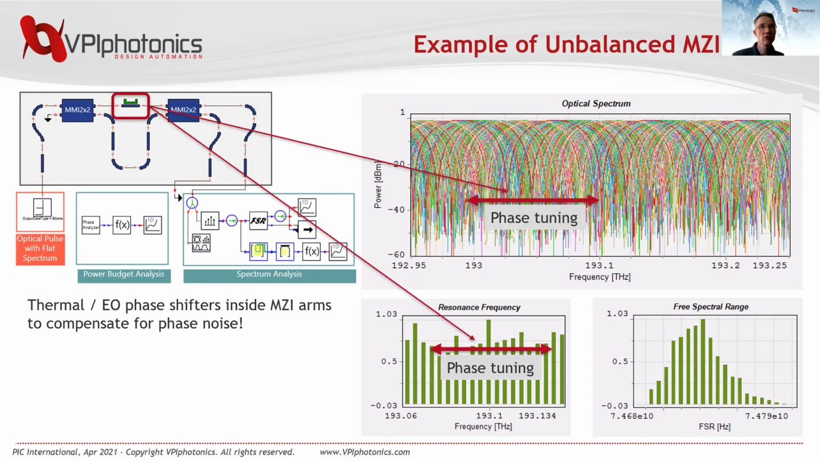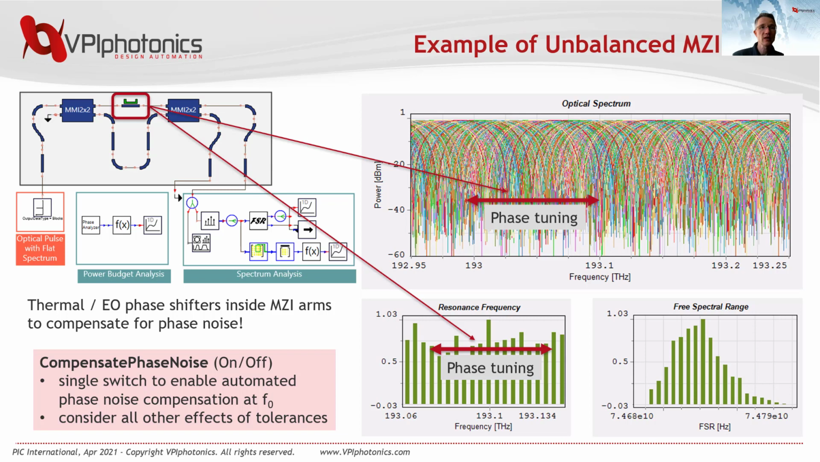The standard solution to this problem is to add a thermal or electro-optical phase shifter in at least one of the arms of the Mach-Zehnder interferometer. By applying the control current or voltage to the phase shifter, we can tune the phase in the arm of the MZI, and with this, the resonance frequency of the frequency response.